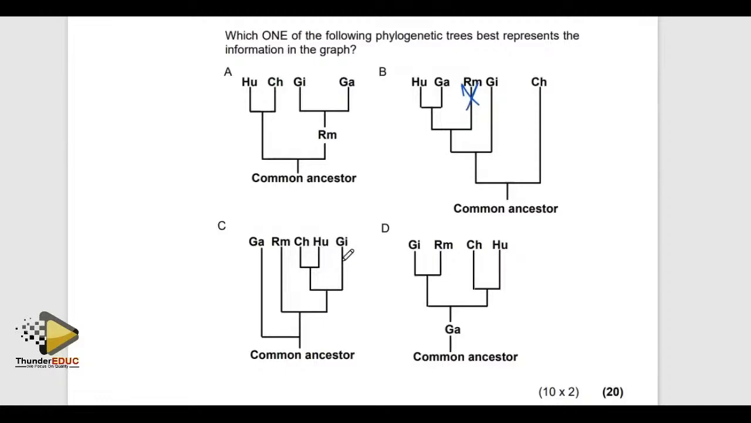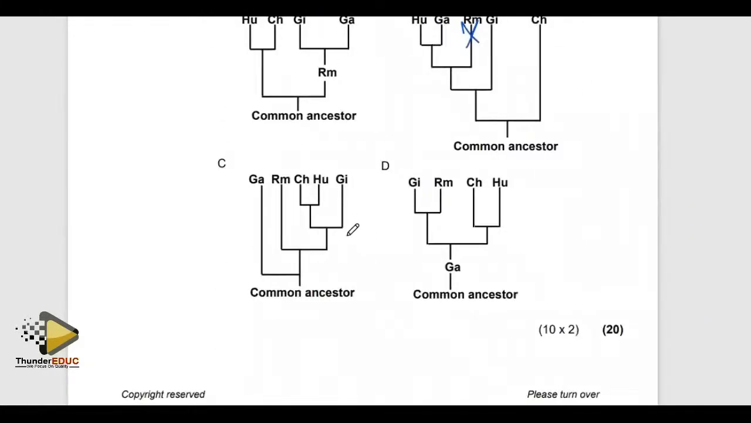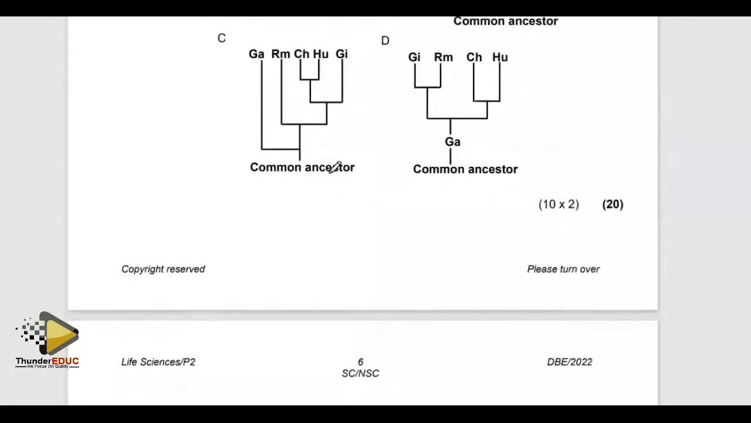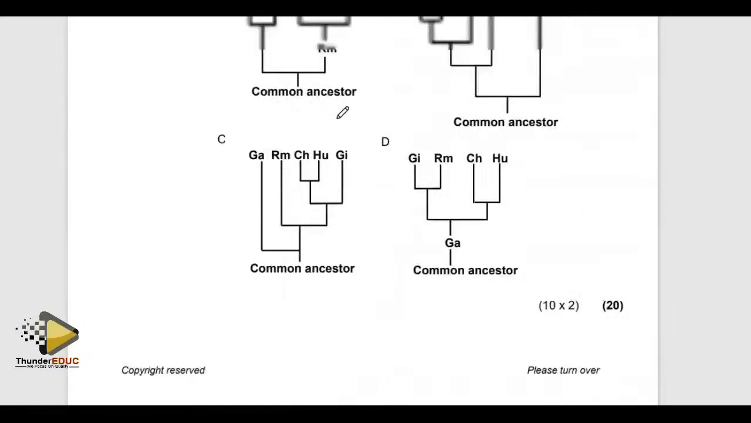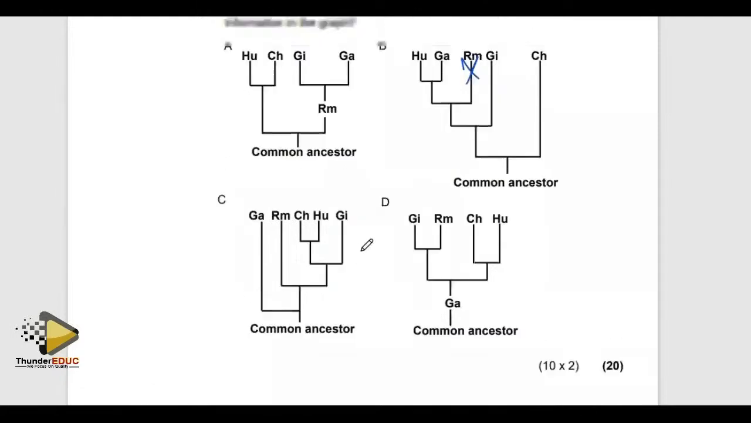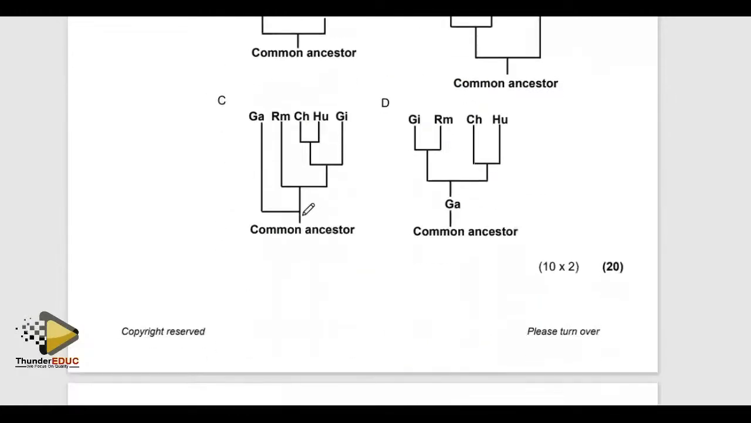This is what it means, that the gibbon diverged before the chimpanzee did. What? Did separate, and then the rhesus monkey, because it is 6%, was the first before the gibbon separated. And then if you look at the galago, it separated a long time ago. That's why you see that the difference between this and the human is too big. Why? Because they diverged a long time ago, so nature modified them differently.